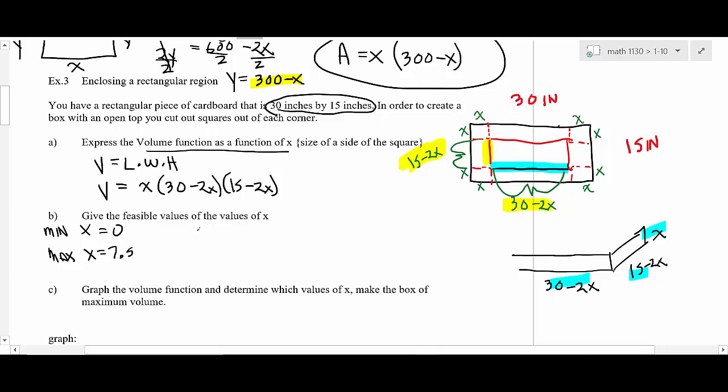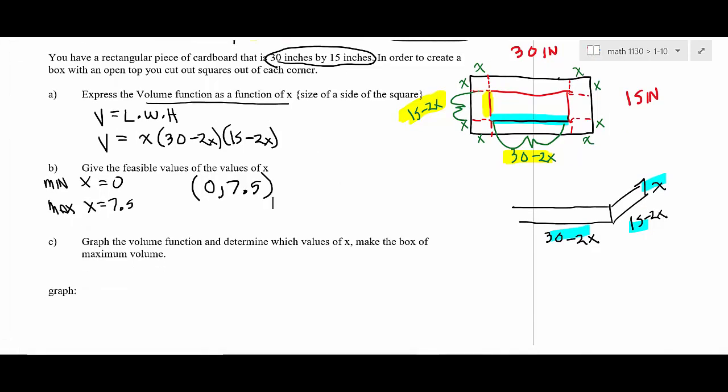So that's what your feasible region is. I'm going to have you write this as an inequality, in interval notation: 0 to 7.5. I'm using parentheses around that because neither 0 nor 7.5 makes sense, but everything in between does. Does that make sense? You wouldn't have a box if you chopped off 7.5. You'd just have a flat piece of paper with 0 volume. All right, now get your calculator out.